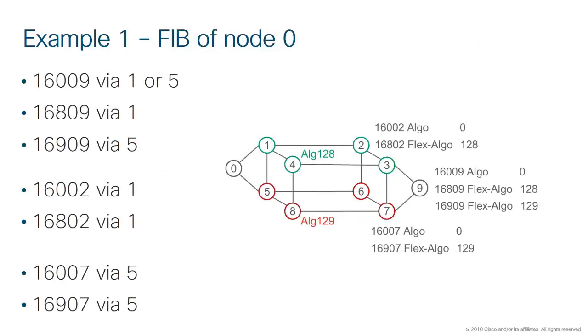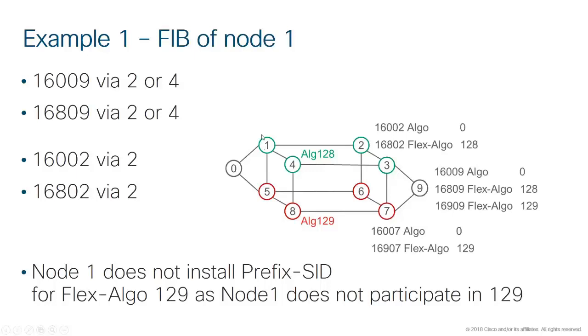Let us look at the forwarding table. If I put myself at node 0, and I look at the forwarding table, I'm going to see that 16,009 is load share between 1 and 5. 16,809 only goes via 1, and 16,909 goes only via 5. That's what we expect. If I put myself now on node 1 and I look at the forwarding table, 16,009 is load share between 2 and 4. 16,809 is load share between 2 and 4.